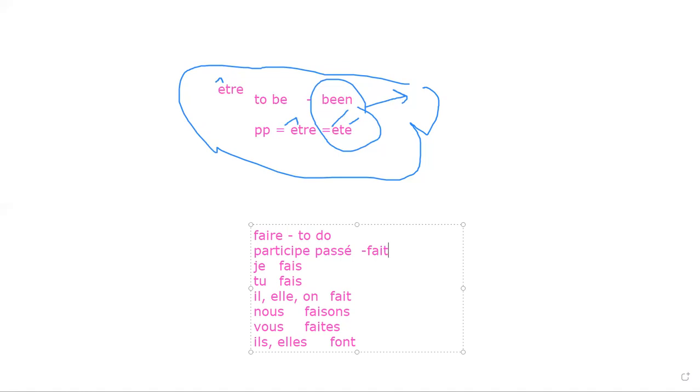Faire is my verb to do. The present tense of faire is what? Je fais. Tu fais. Il, elle fait. Nous faisons. Vous faites. Ils, elles font. And the participle of faire is fait. C'est clair. Tell me yes or no. Is it clear to you?